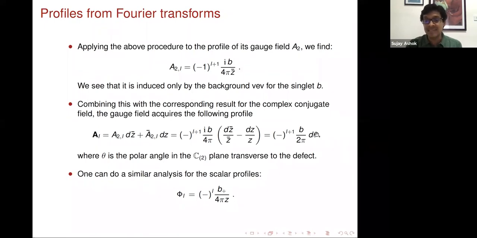b times d theta. So d theta is precisely this angular coordinate in the plane transverse to the defect, but along the D brane. Okay, and the same computation goes through for the scalar profiles. I get the simple pole that characterizes the Gukov-Witten defect.